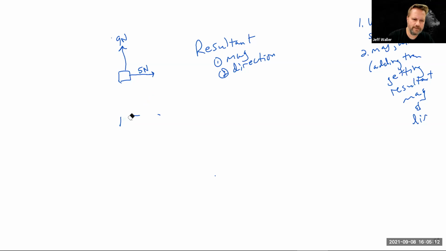Okay. So how do I do this mathematically? What am I going to do? So I want to figure out the result. Have you guys ever seen this idea? So let me do this in two different ways. This is the way that I like least. I can kind of create a little box here, and that would be my resultant.